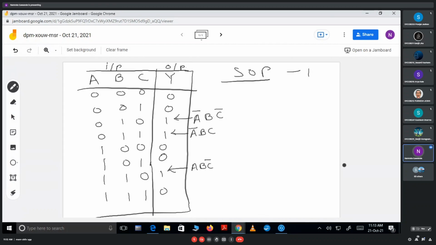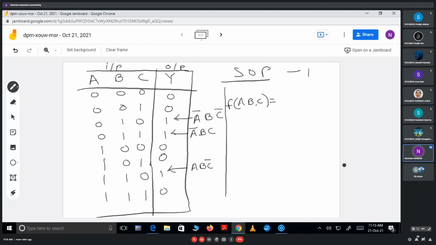Now what you have to do? You have to simply write the expression. If SOP form is required, what will you write? You will write in terms of f. I will write function of how many variables? A, B, C, only three variables are there. So it is a function of 3 variables equal to.